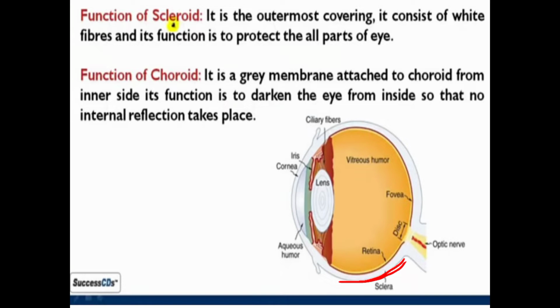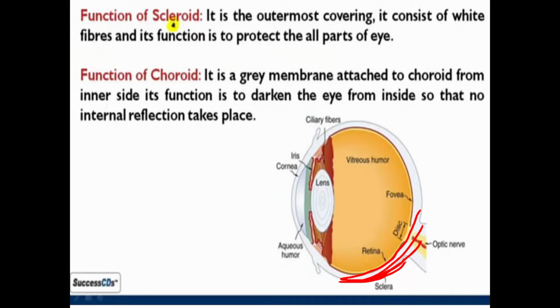Then let's study the function of choroid. Choroid is a grey membrane, and its function from the inner side is to darken the eye from inside so that no internal reflection takes place. What is its role? Simple. It darkens the eye from inside, so that whenever light is reflected, it does not reflect inside the eye.